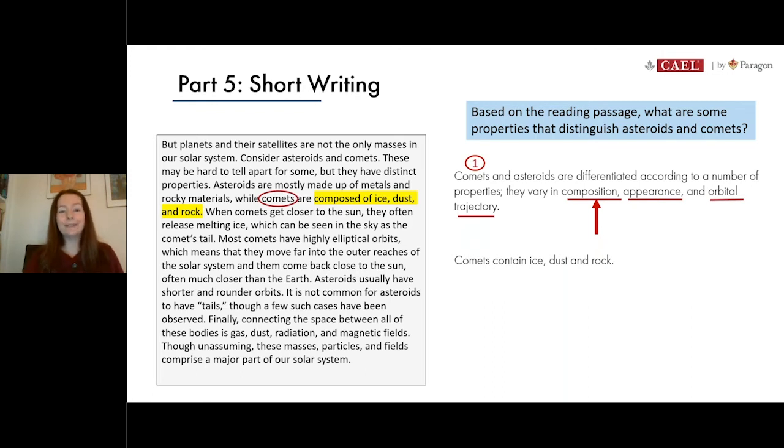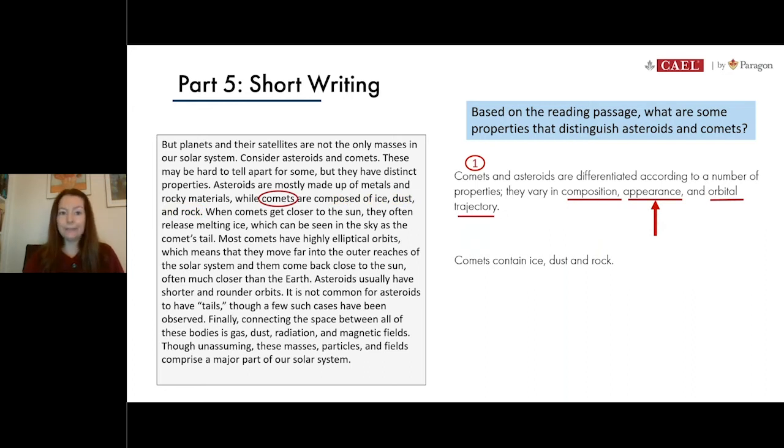Now I will use the same words: ice, dust, and rock. Those are the actual materials that the comet is made of, so I can't very well be changing that. If I did, I fear I would actually change the content, the details, and I would make it inaccurate. So we better leave it well enough alone. So that's our first detail. Comets contain ice, dust, and rock.